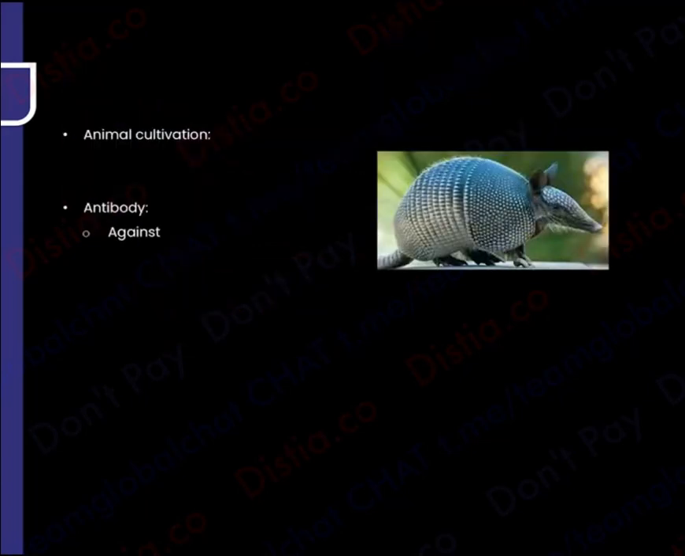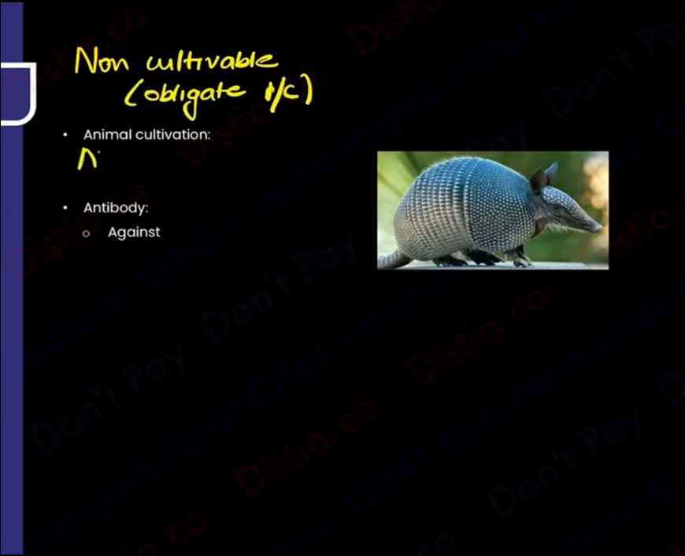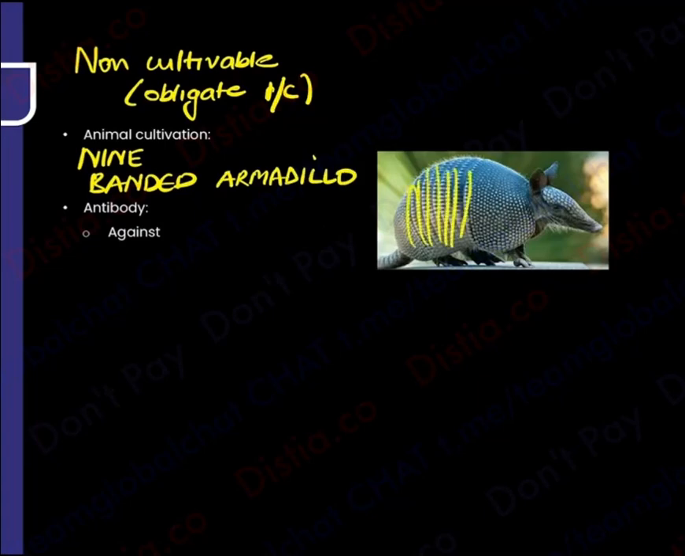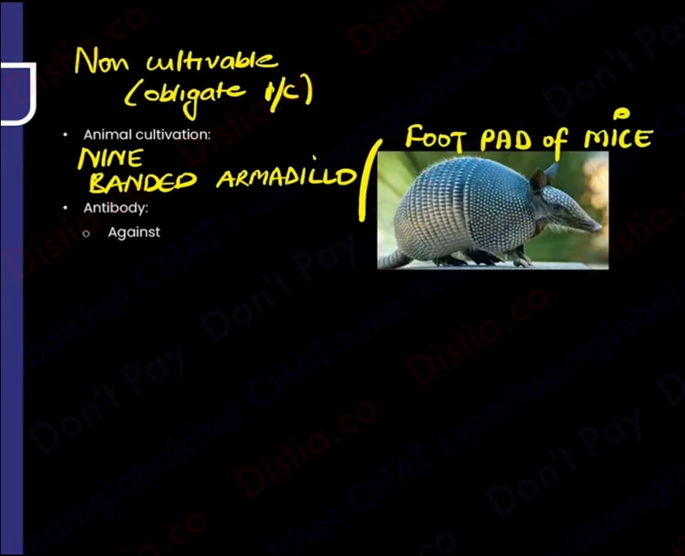Tell me, do you have any culture? No. The first thing I told you, this is non-cultivable. Why is it non-cultivable? Because this is an obligate intracellular organism. So what you will be needing for this is the 9-banded armadillo. You can see a beautiful picture of this cute little armadillo over here. It is grown in the 9-banded armadillo. Actually, if you count, it has 9 bands. So it is grown in the 9-banded armadillo, or it can also be grown in the footpad of mice, and that is what you have to know.